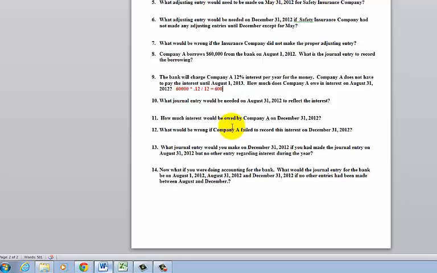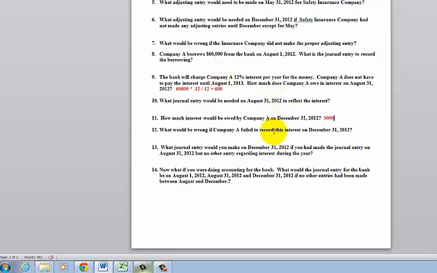How much interest would be owed to company A on December 31st? Well, at December 31st, it would be August, September, October, November, December. 5 months of interest. Each month would be $600, so that would be $3,000 owed.